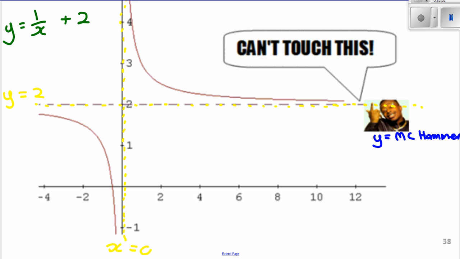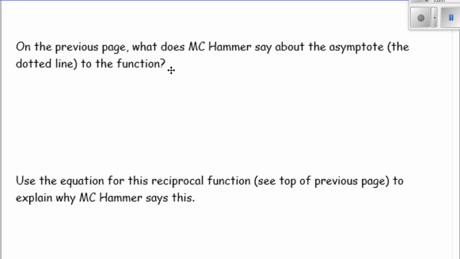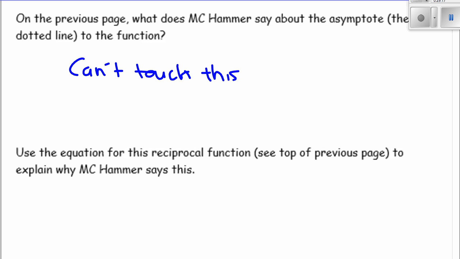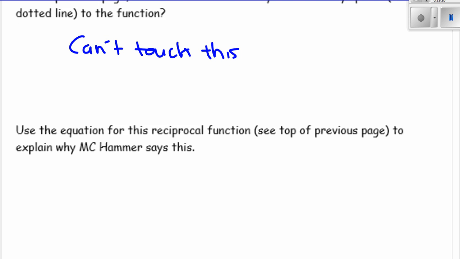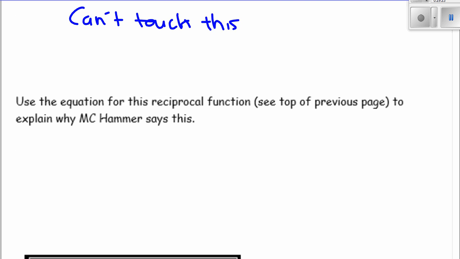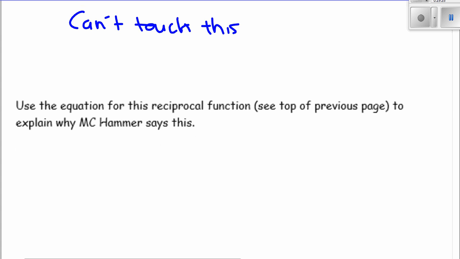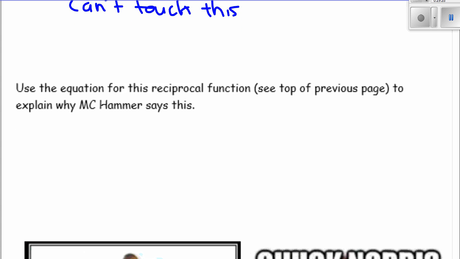Next bit. On the previous page, what does MC Hammer say about the asymptote? The function can't touch the asymptote or cross it. Use the equation for the reciprocal function, see top of previous page, like y equals 1 over x plus 2, to explain why MC Hammer says this. So again, it's still just trying to reiterate 1 over x plus 2.